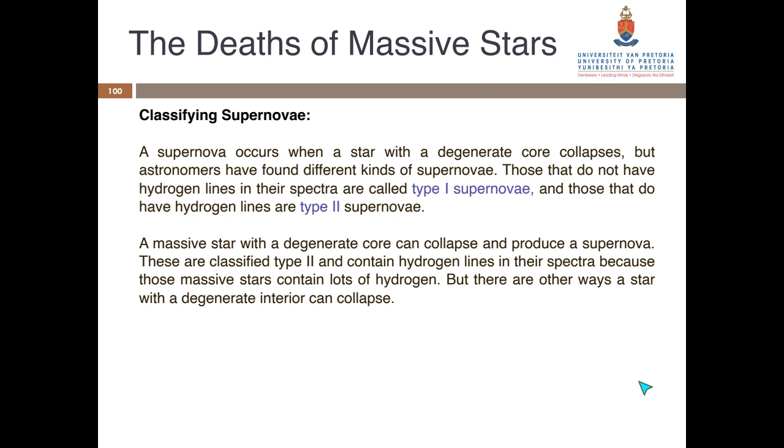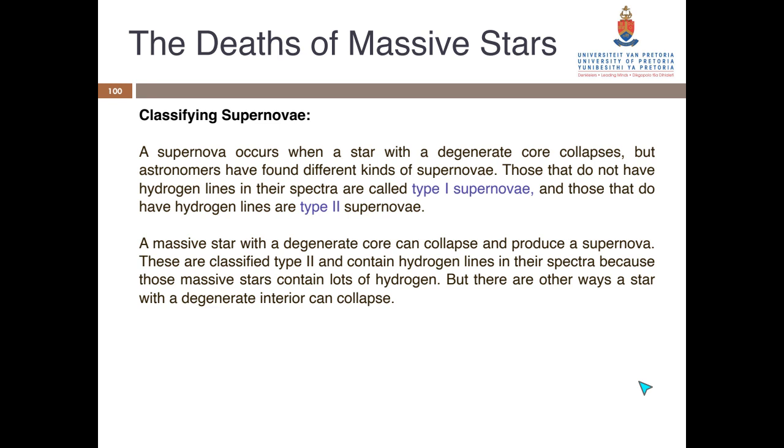But now we can also classify different supernovae. And this is also something important for the tests and exams. I can ask you to classify a supernova for me and ask you for the definition of the different types of supernova. A supernova occurs when a star with a degenerate core collapses. But astronomers have found different kinds of supernova. Those that do not have hydrogen lines in their spectra are called type 1 supernovae, and those that have hydrogen lines are type 2 supernovae. So please remember these two distinctions.